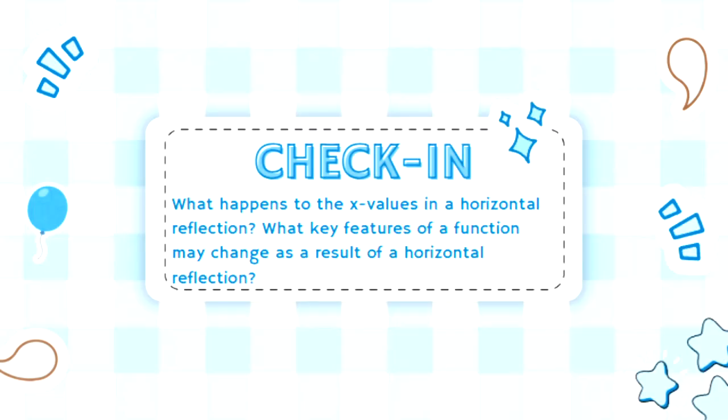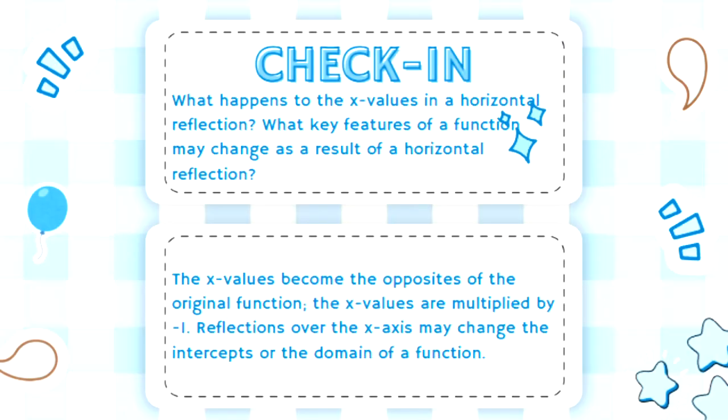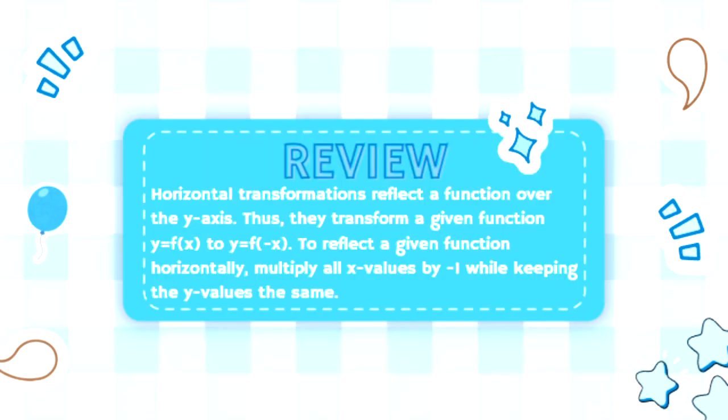Check in what happens to the x values in a horizontal reflection. What key features of a function may change as a result of a horizontal reflection? The x values change. They become the opposites, okay? The x values are multiplied by -1. Reflections over the y-axis may change the intercepts or the domain of a function, okay?